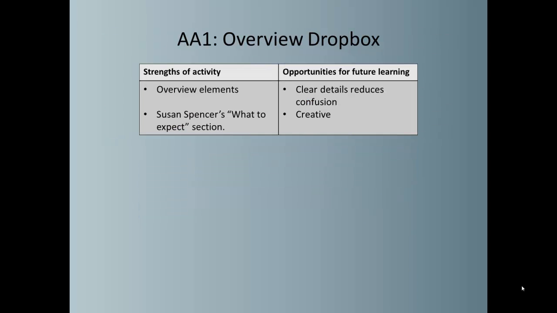For the first activity, all of you put in so much effort. By providing an overview of the course, students know what to expect. Everybody got the obvious elements such as a course or module description and the objectives. Additionally, Susan Spencer included a what to expect section, which explains in detail what the expected outcome should be. This will reduce any confusion or frustration from your students. It would not hurt to even provide students with examples from past classes.